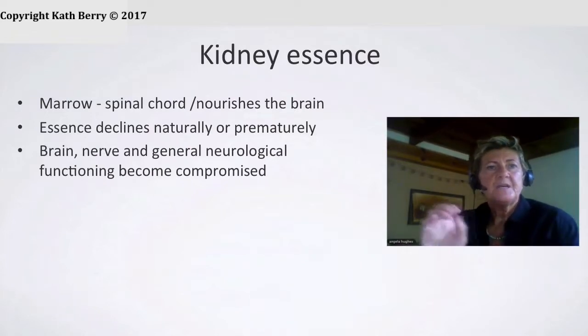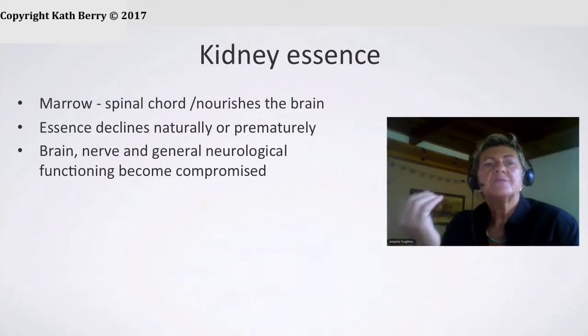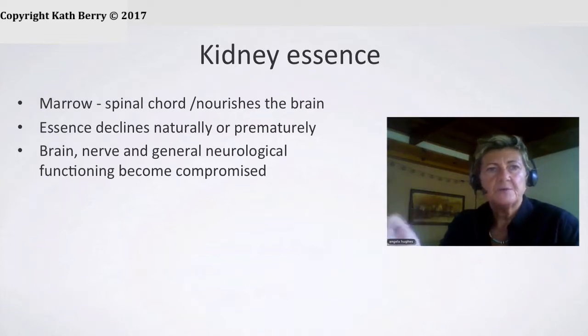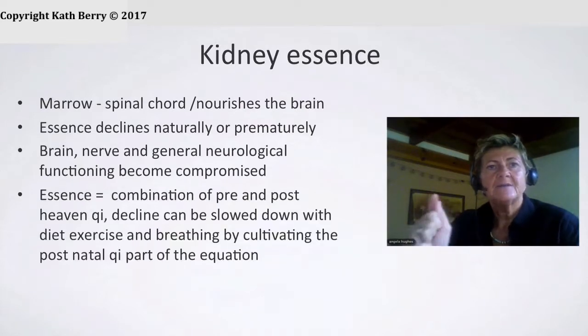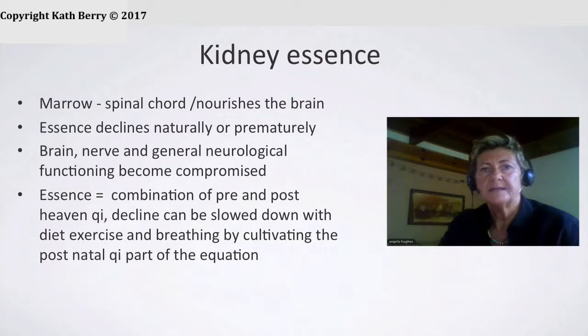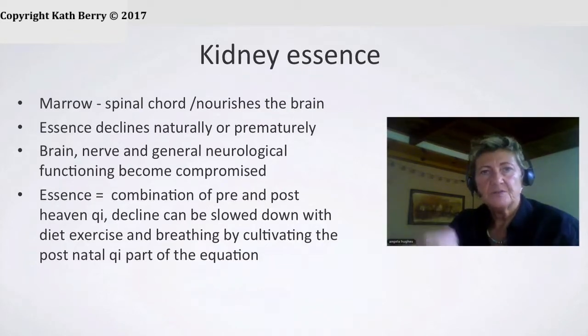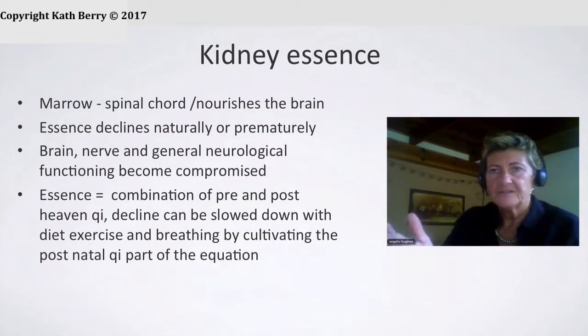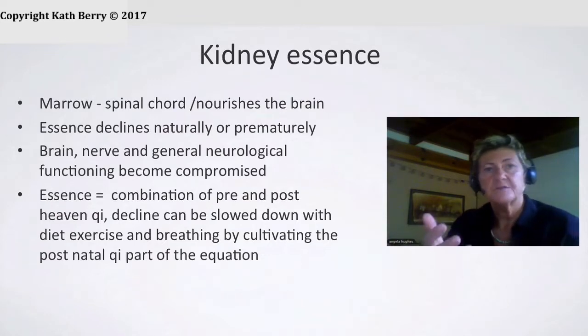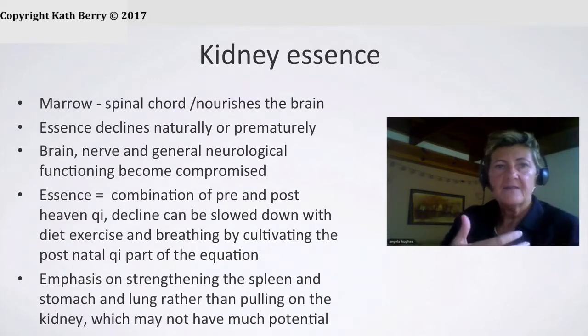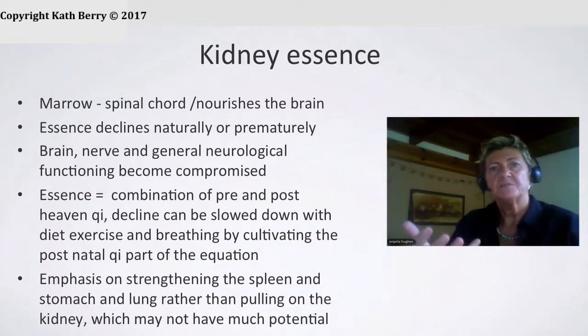Because the essence is a combination of the pre and the post-heavenly qi, the decline of these functions can be slowed down with attention to diet, appropriate exercise, and breathing. And the way we do that is we cultivate the postnatal qi part of the equation, because the prenatal qi, obviously the jing, is a fixed amount. So we can't actually affect that, but we can by making sure that the spleen and the lung and the stomach qi is working effectively to bring in new qi and new blood.